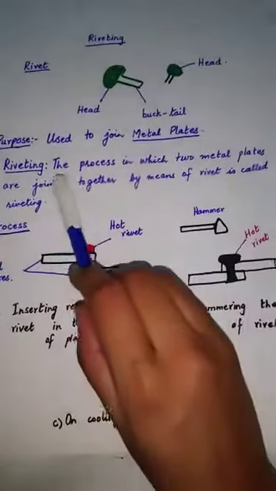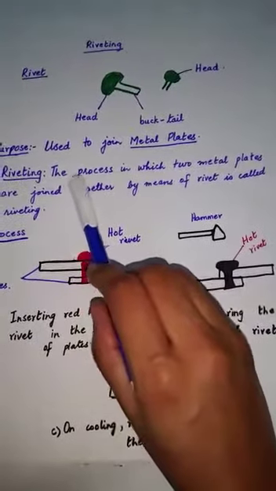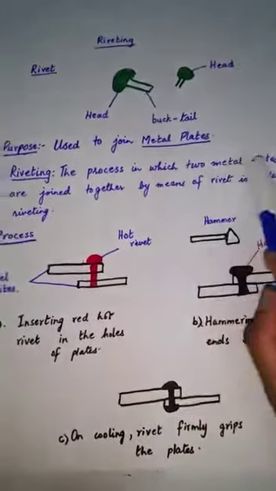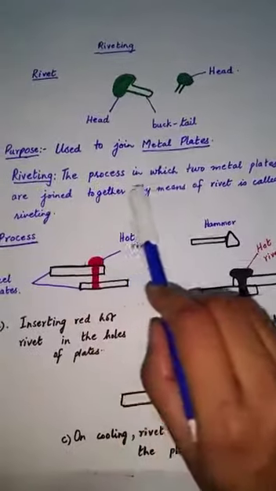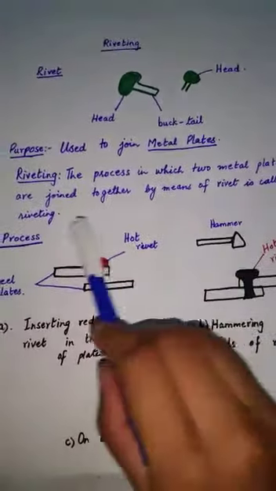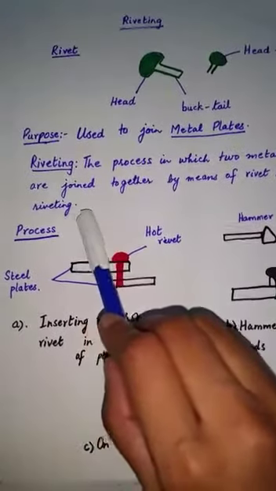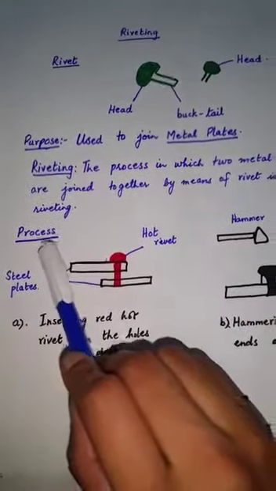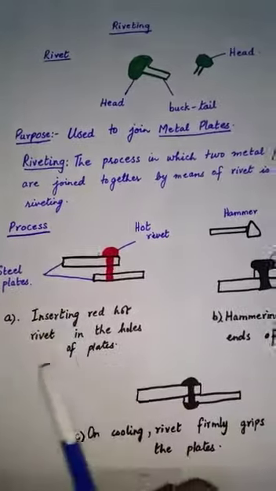Now the process of riveting. Riveting is the process in which two metal plates are joined together by means of a rivet. This process is called riveting. Now let's look at how this process actually works.